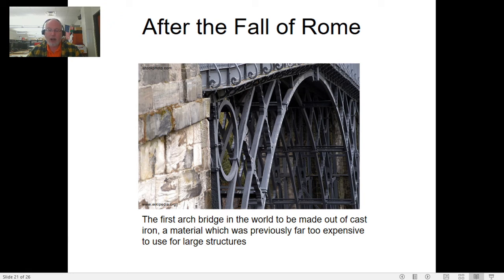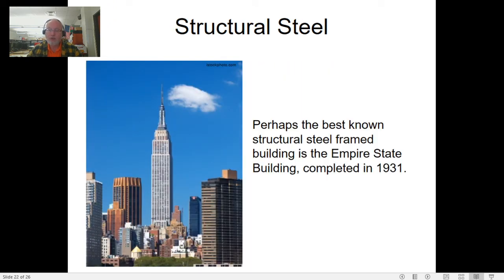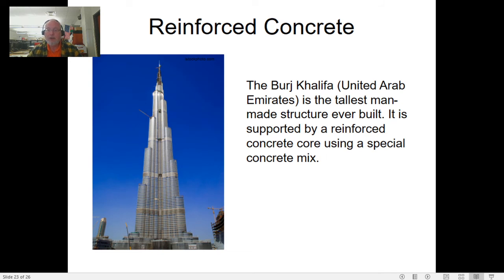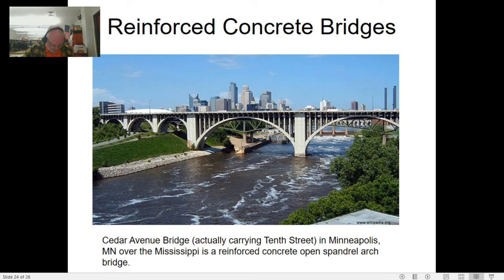After the fall of Rome, the first arch bridge in the world was made out of cast iron, a material which was previously far too expensive to use for large structures. Perhaps one of the best known structural steel frame buildings in the world is the Empire State Building, completed in 1931. This building, the Burj Khalifa in the United Arab Emirates, is the tallest man-made structure ever built, and it is supported by a reinforced concrete core that uses a special concrete mix. Reinforced concrete bridges: this is the Cedar Avenue Bridge. It actually carries what's called 10th Street in Minneapolis, Minnesota, over the Mississippi River, and it is a reinforced concrete open spandrel arch bridge.